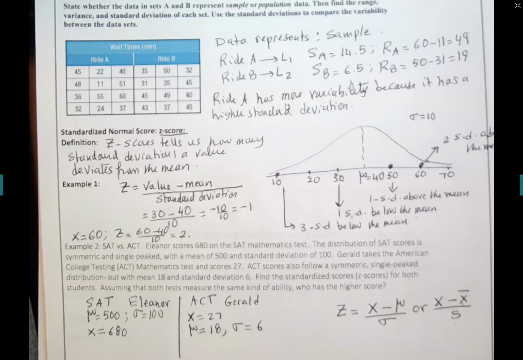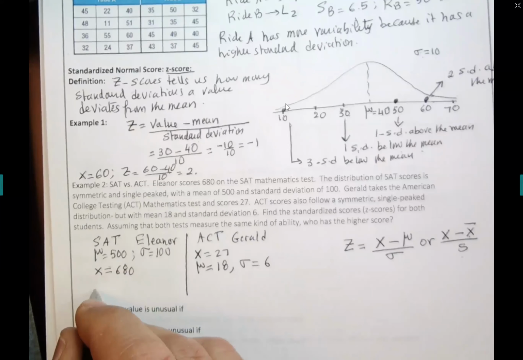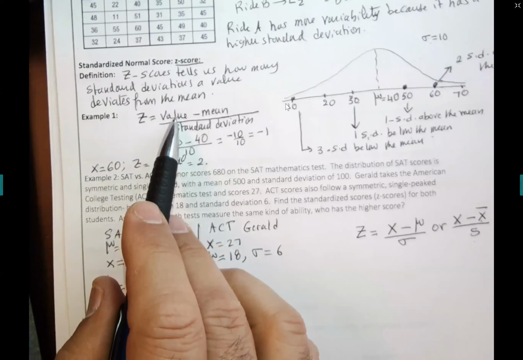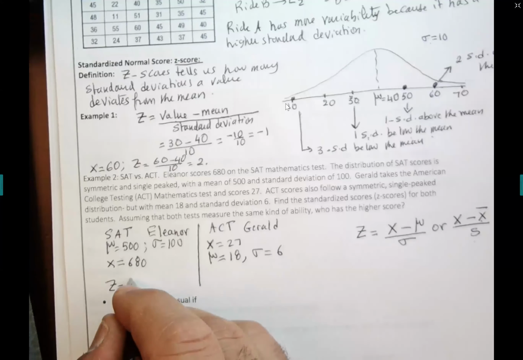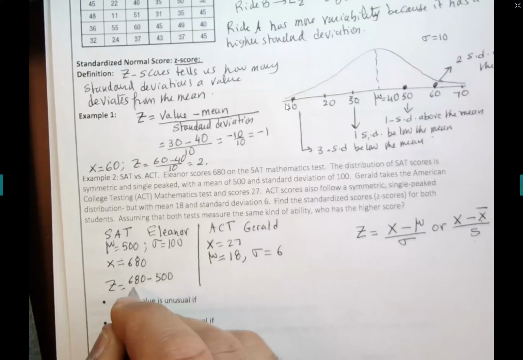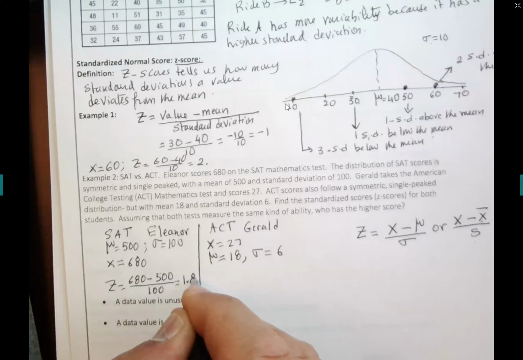All right. Find the standardized z-score from both and see which one did better than the other relative to the exam. So let's find the z-scores first, guys. So z-scores here. The formula says the value. What did Eleanor score? 680 minus 500 divided by 100. If you do the math, guys, you get a z-score of 1.8.